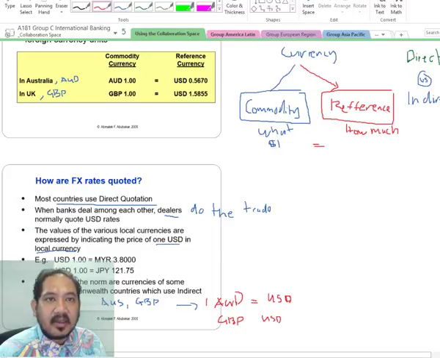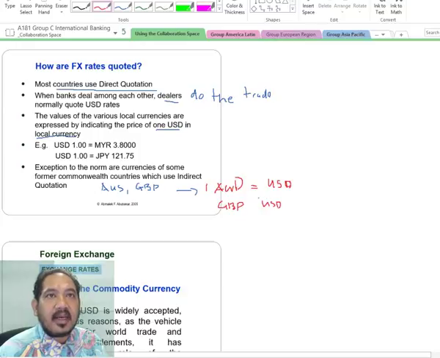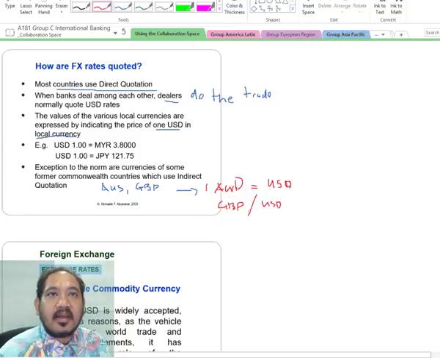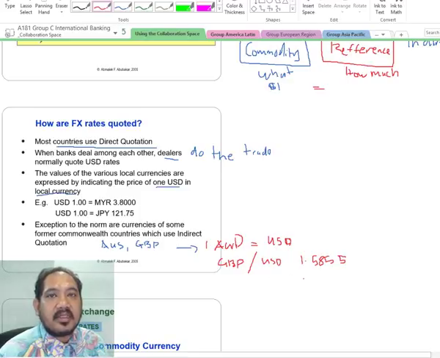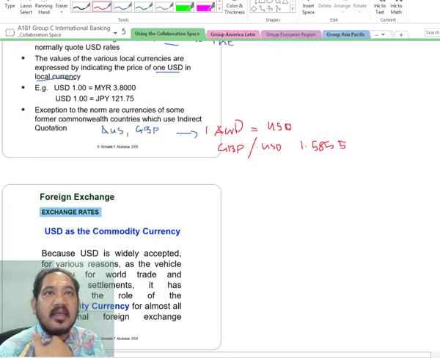Another way to write the quotation is with a slash, GBP/USD, so it's easier. For example, we have the rate GBP 1 equals USD 1.5855. So we have another way to write it: GBP slash USD is 1.5855. That is how you can write the foreign currency quotation. This is for certain countries, as explained, Commonwealth countries, meaning countries that were once occupied by the UK, by the English government, in history.